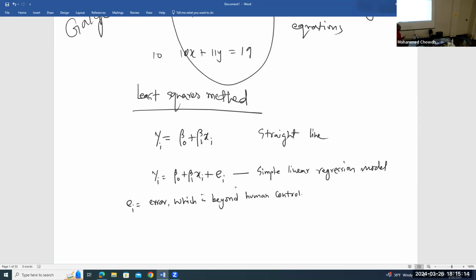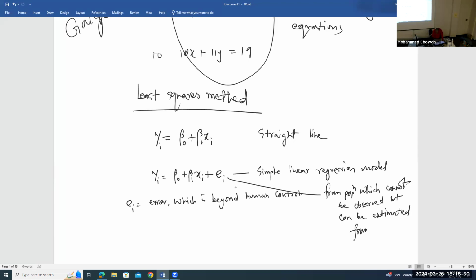In other words, error terms are from populations which cannot be observed, but can be estimated from sample. Once you have a sample, from the sample you can estimate it. Clear, right? Beyond human control error.